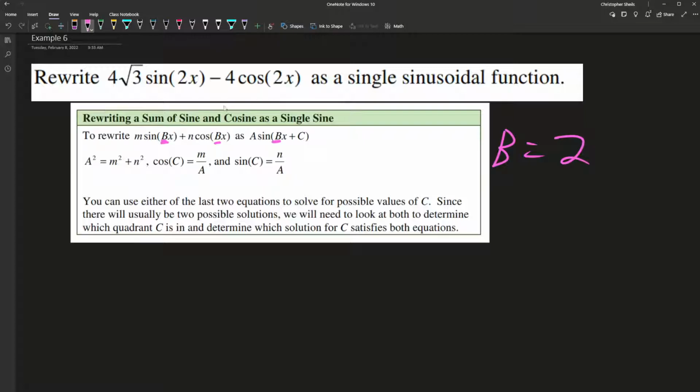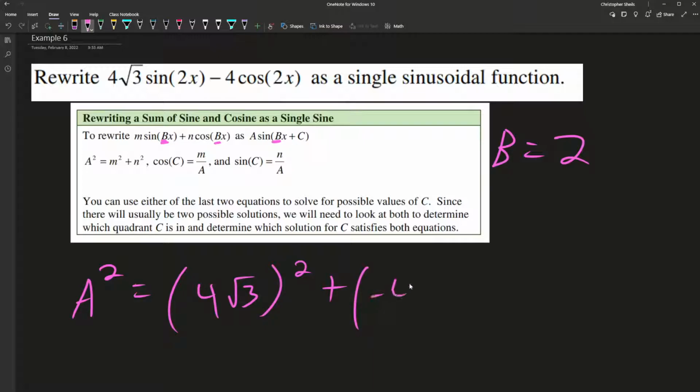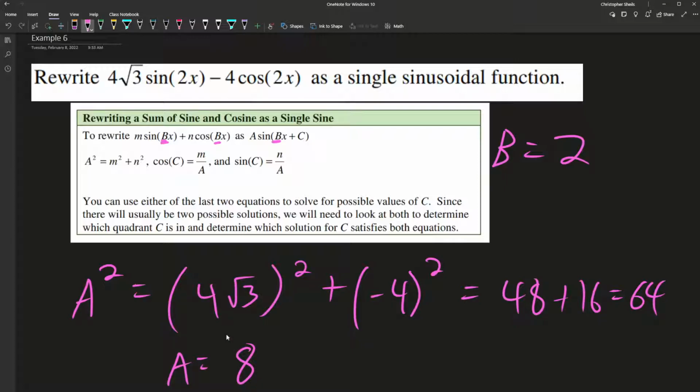A squared is m squared plus n squared. So a squared, this is 4 root 3 squared plus negative 4 squared. 4 root 3 squared is 16 times 3, which is 48. Negative 4 squared is 16. So a squared is 64. If a squared is 64, this means that a is 8.